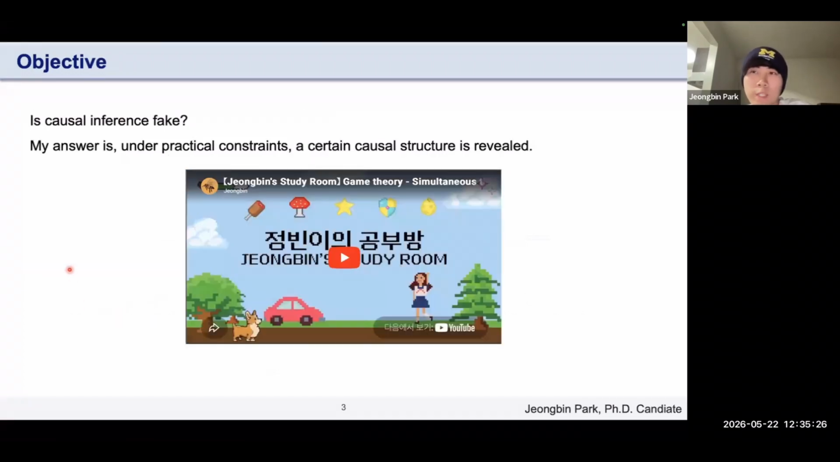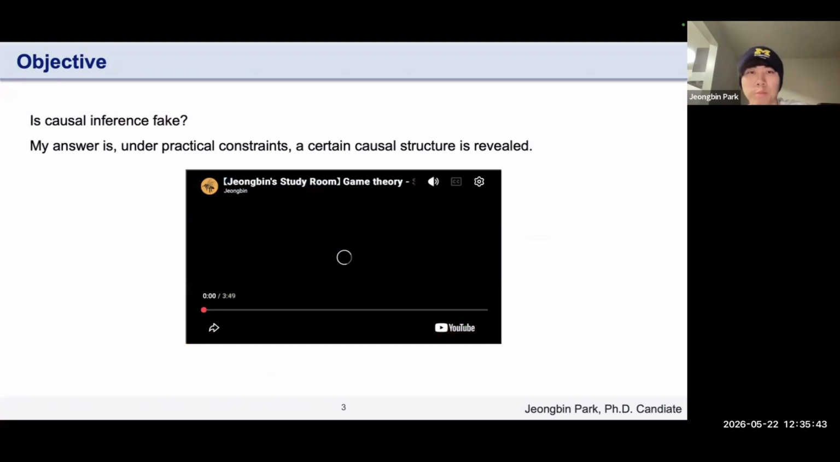Is causal inference fake? I heard this statement from a friend of mine, and I want to say that under practical constraints, a certain causal structure is revealed. Let's look at a toy problem from now on. I met this problem in 2015, and I made this video 2 years ago.